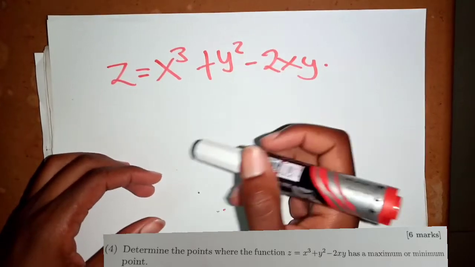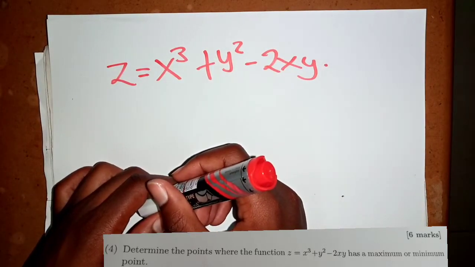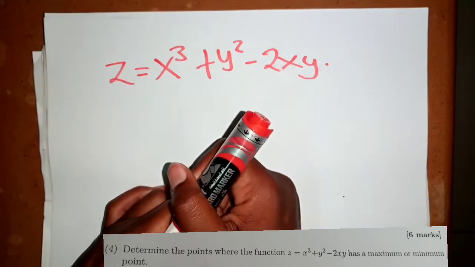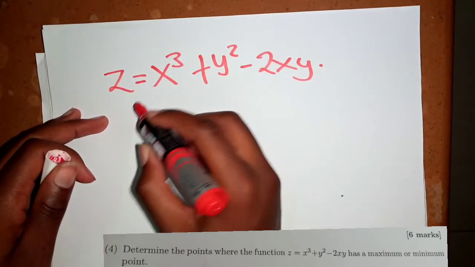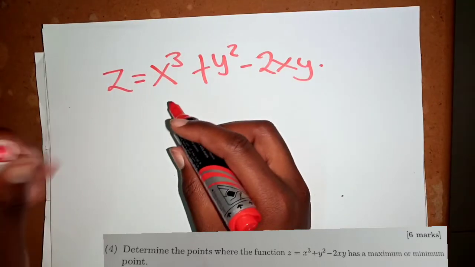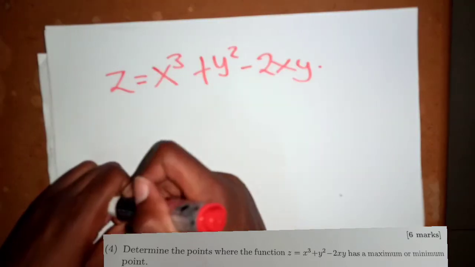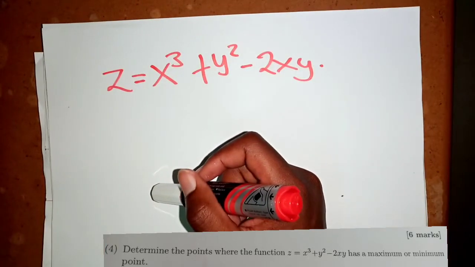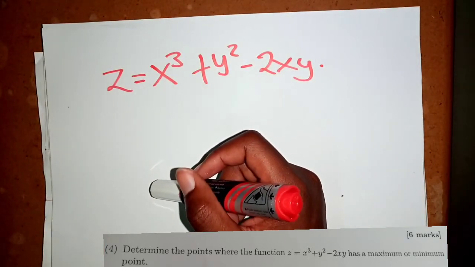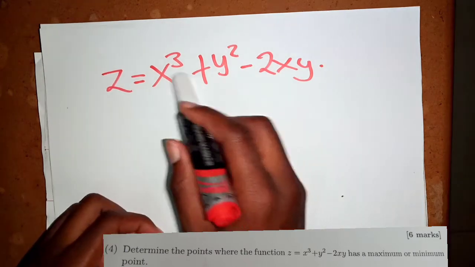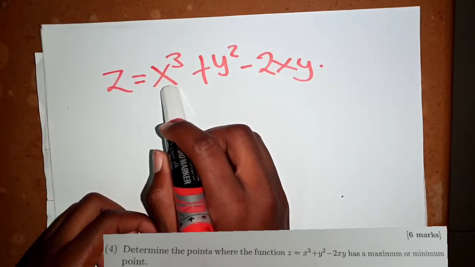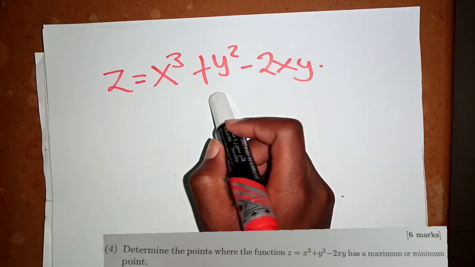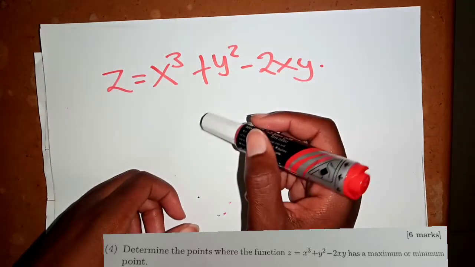So now for question 4, the last one, I'm being told to find where this function has a minimum and a maximum value. The minimum and the maximum value occurs when the derivative is 0, because the derivative is the gradient. And for this one, it's a function of both x and y. So we're going to use partial differentiation to find this one.